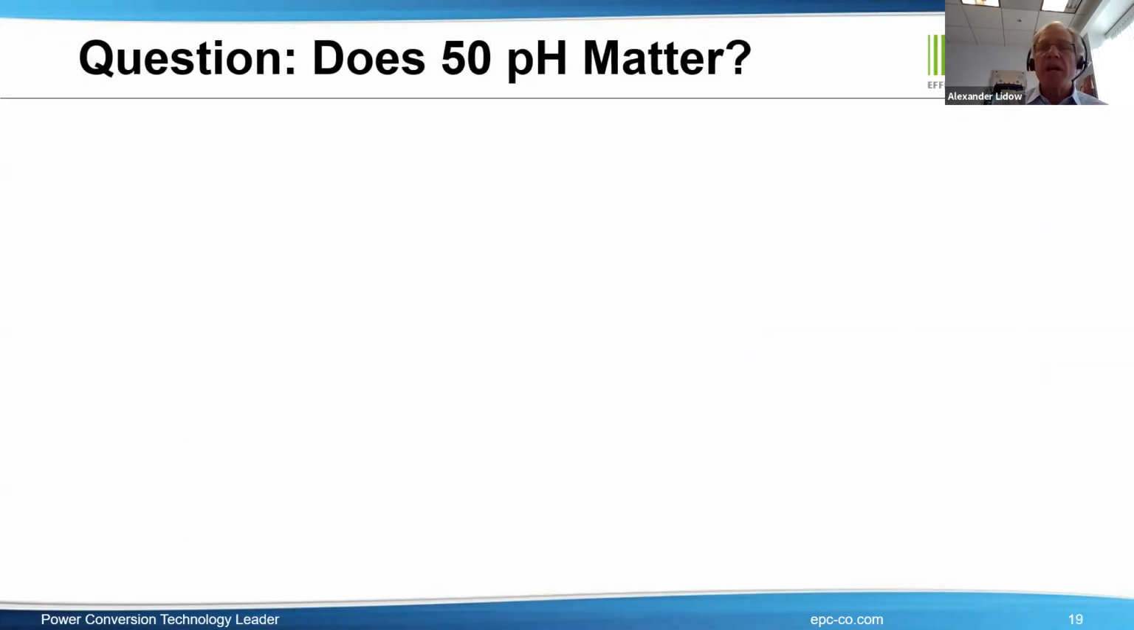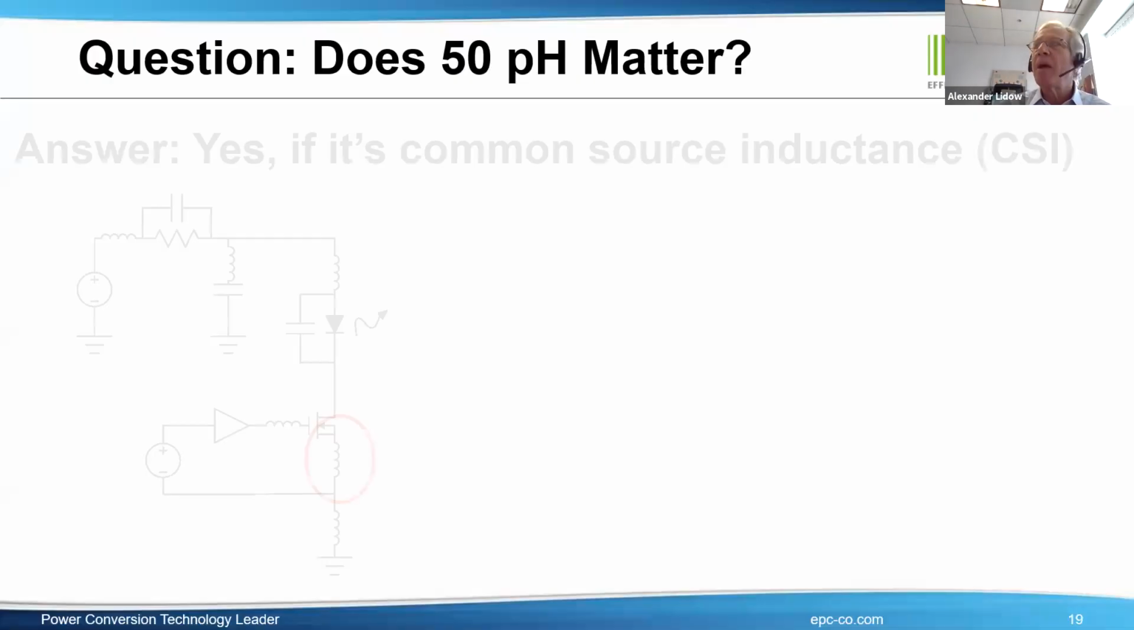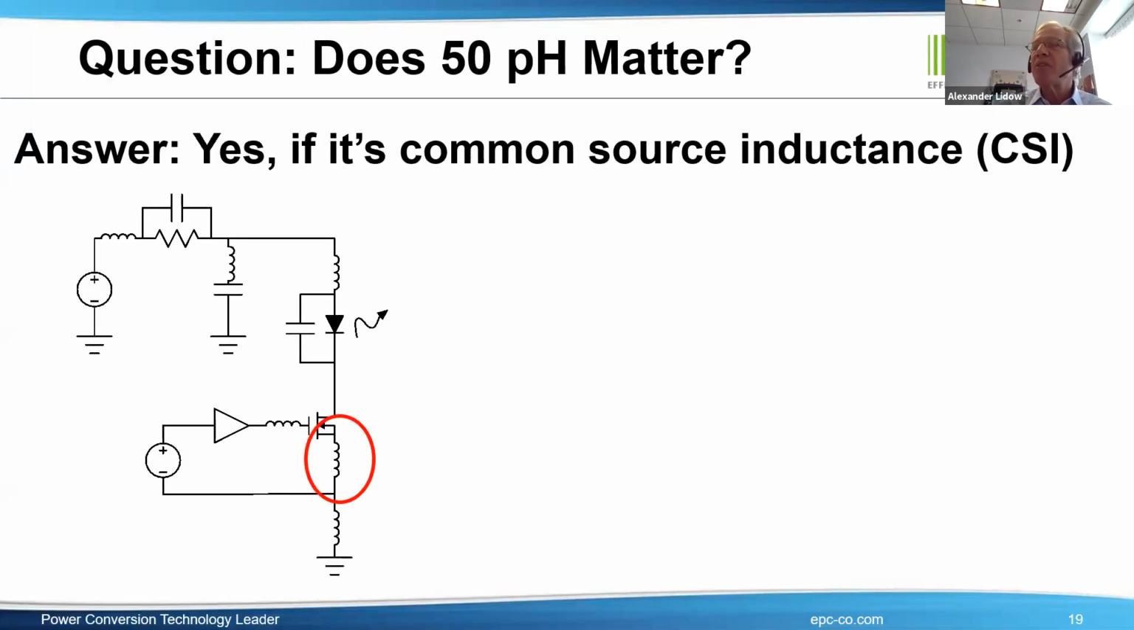So let's look at another part of the inductance system, and that is the common source inductance. And the question that we want to ask is, does 50 picohenries matter? Now, for those of you who work in circuits all day long, 50 picohenries is not very much. But yes, if it's there where we've circled it, common source inductance, it really matters. And let me show you how.